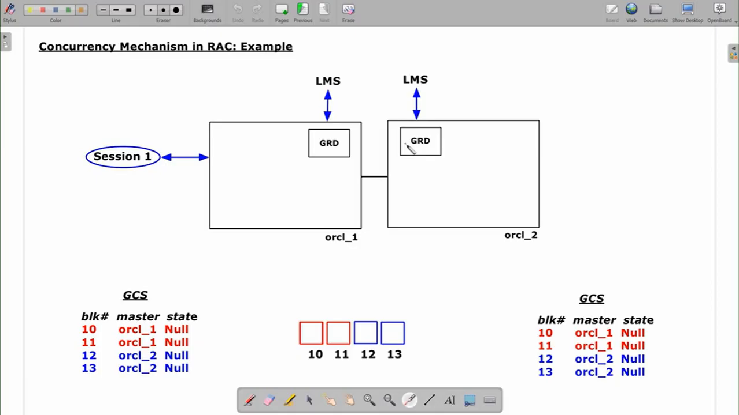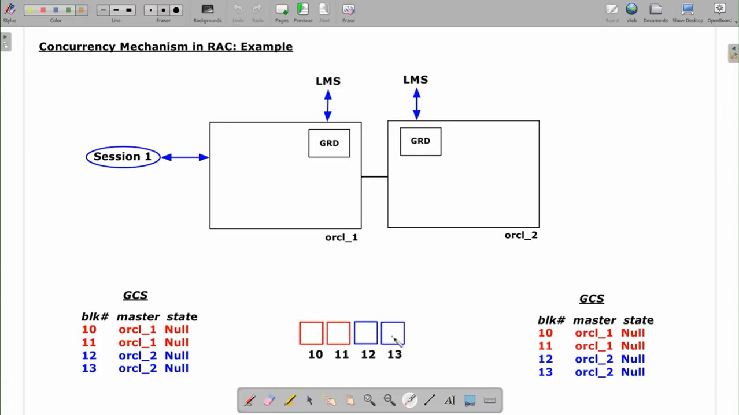Okay? And when we look in the global resource directory, we have this information, and this is a part of it. This node is giving you metadata information on global cache service, and there is global enqueue service metadata as well. I just made one simple example. Suppose that I have one segment that consists of 4 blocks. I oversimplified this example, and the block numbers are 10, 11, 12, 13.